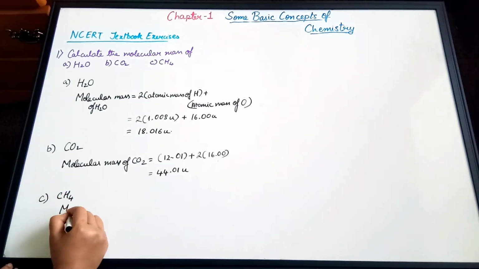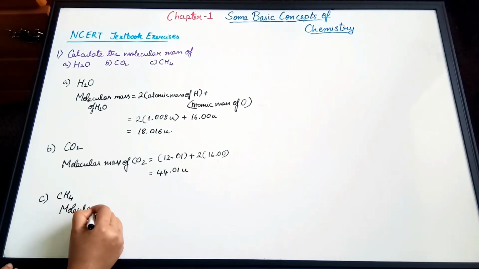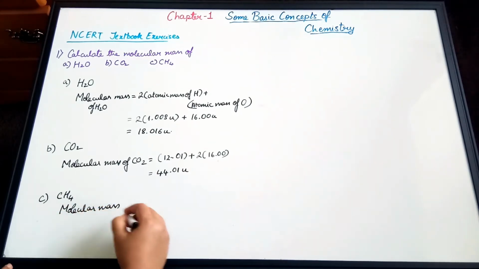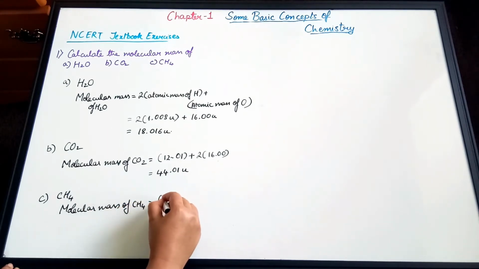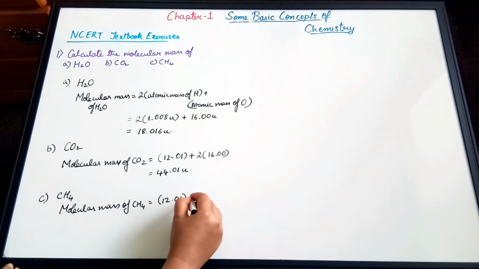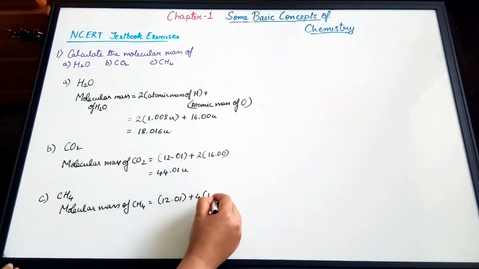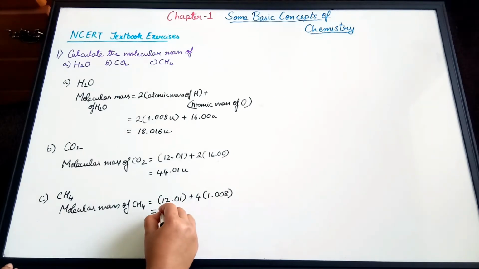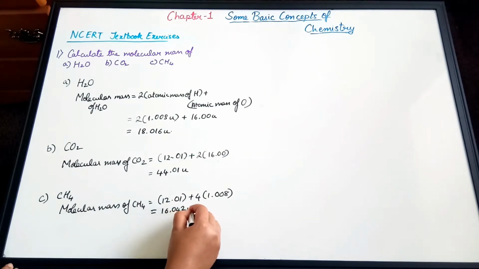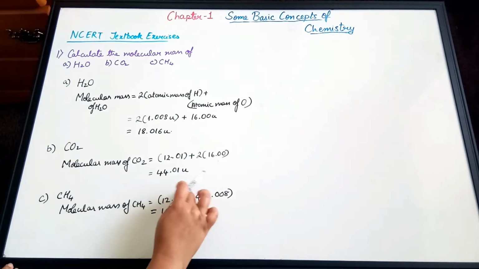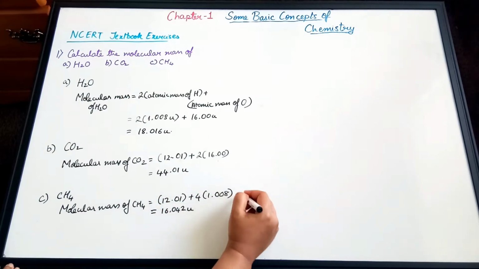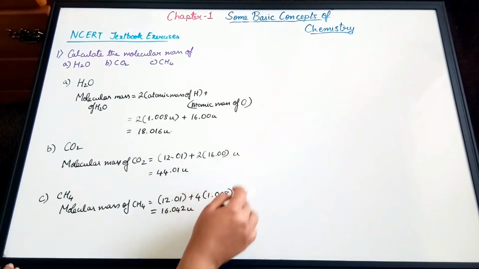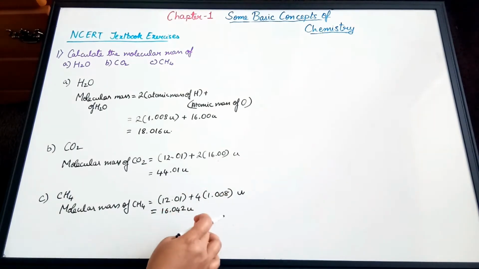And the third one is methane. So the molecular mass of methane equals the molecular mass of carbon plus 4 into the molecular mass of hydrogen, which is equal to 16.042 U. The individual atomic masses are taken, the units are taken as U, and so the final molecular mass also has the unit U.